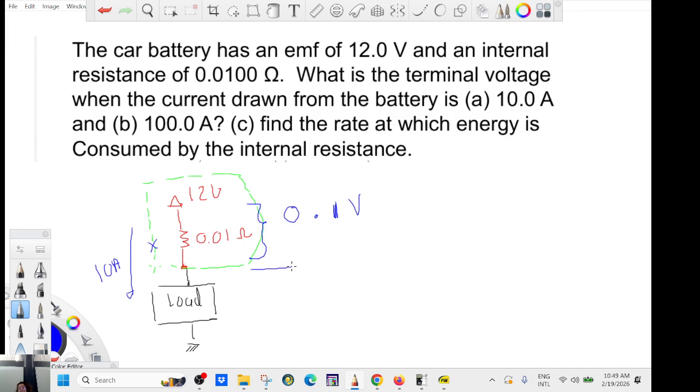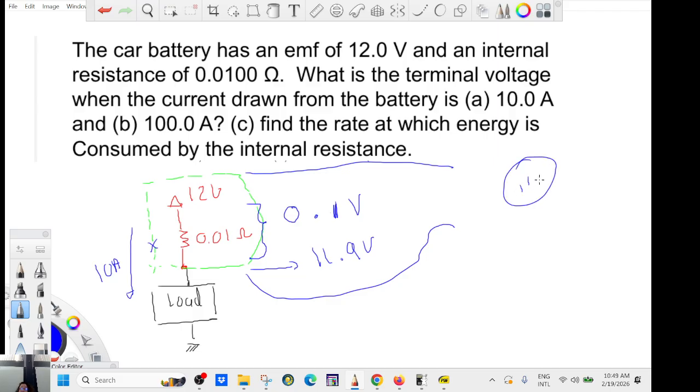But how much is left here? Yeah, that's what we call the terminal voltage, because that's what it's going to be left to the load. It means if you come here, that's you, and you're measuring the voltage here. You are not a voltmeter, right? If you measure the voltage here across your battery, the car battery, you're gonna read 11.9 volts.